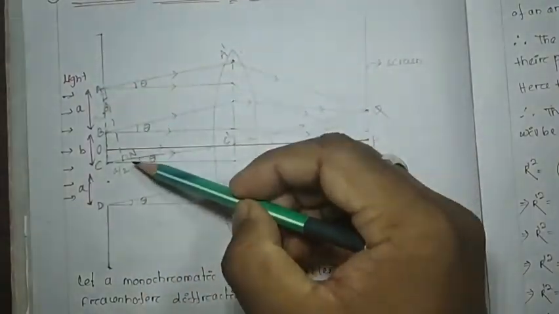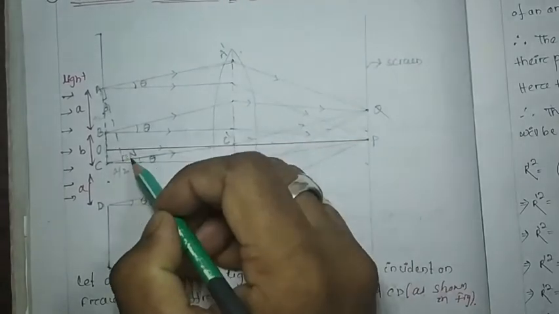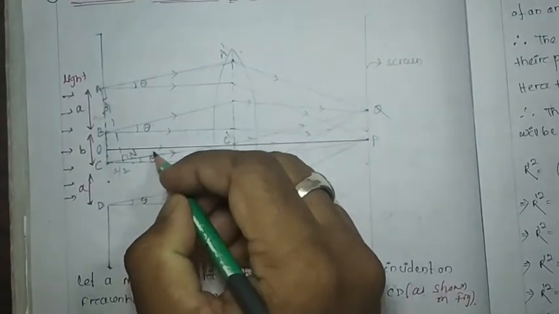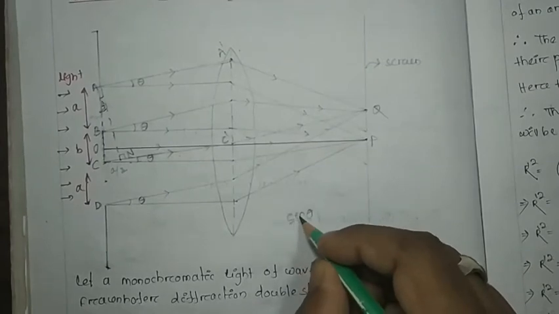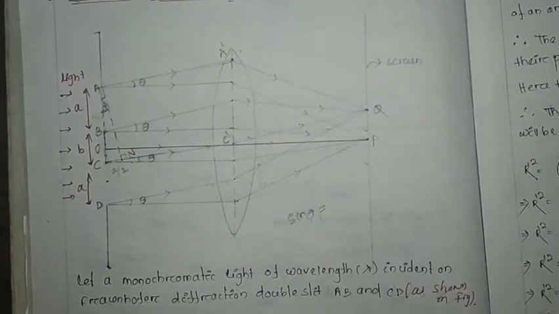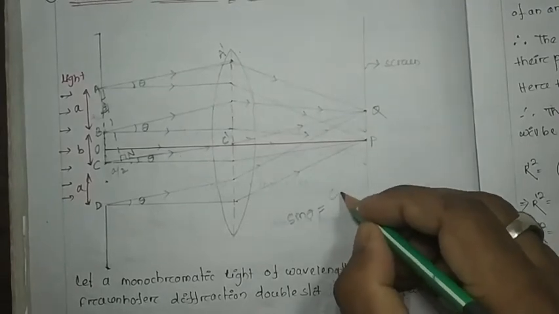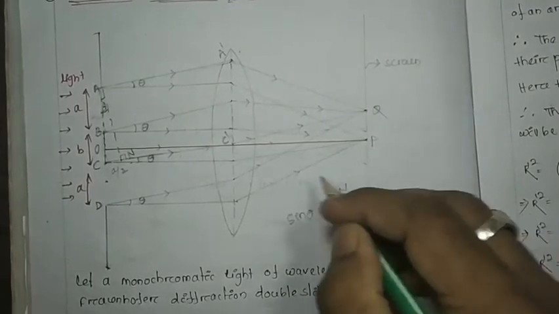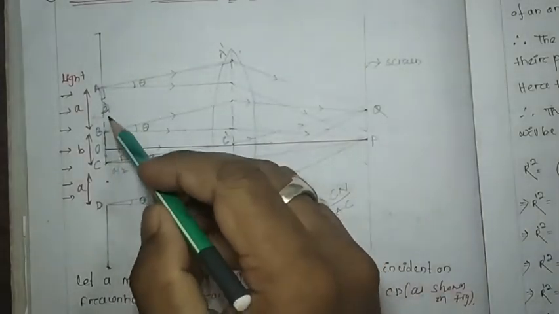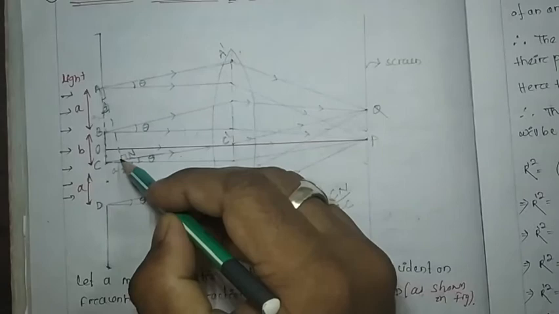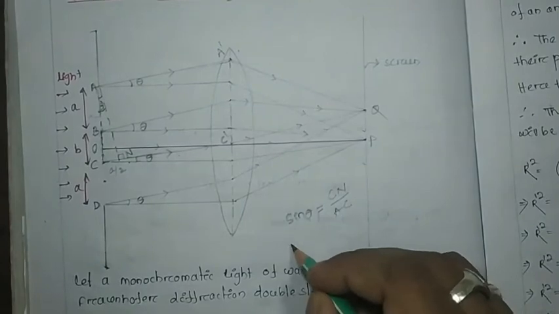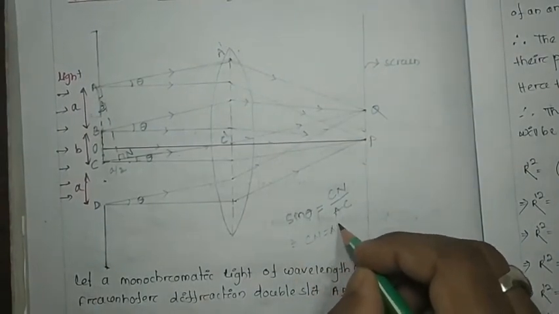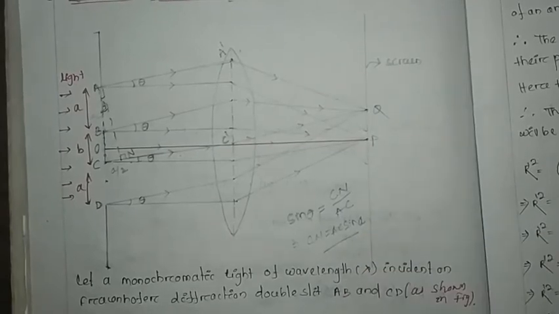Consider ACN. If this is theta, then this angle will also be theta. So sin theta will be equal to how much? That will be CN by AC. For this triangle ACN, sin theta will be CN, the height, divided by the diagonal AC. That implies CN equals AC sin theta, whatever we have written here.